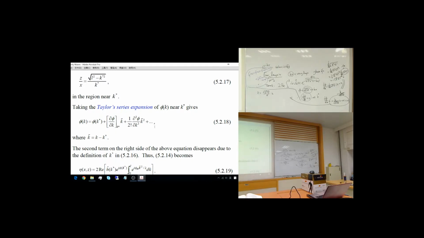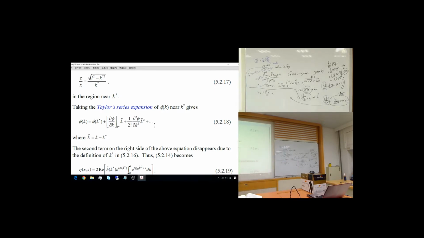But this term is 0, right? Because the partial squared phi over partial k squared is equal to partial k of partial phi partial k. But this is equal to 0 at k star. Okay, actually I should say at k star, but near k star this will be 0. That's what we want for this. Okay, this equals 0, so the second term is gone.